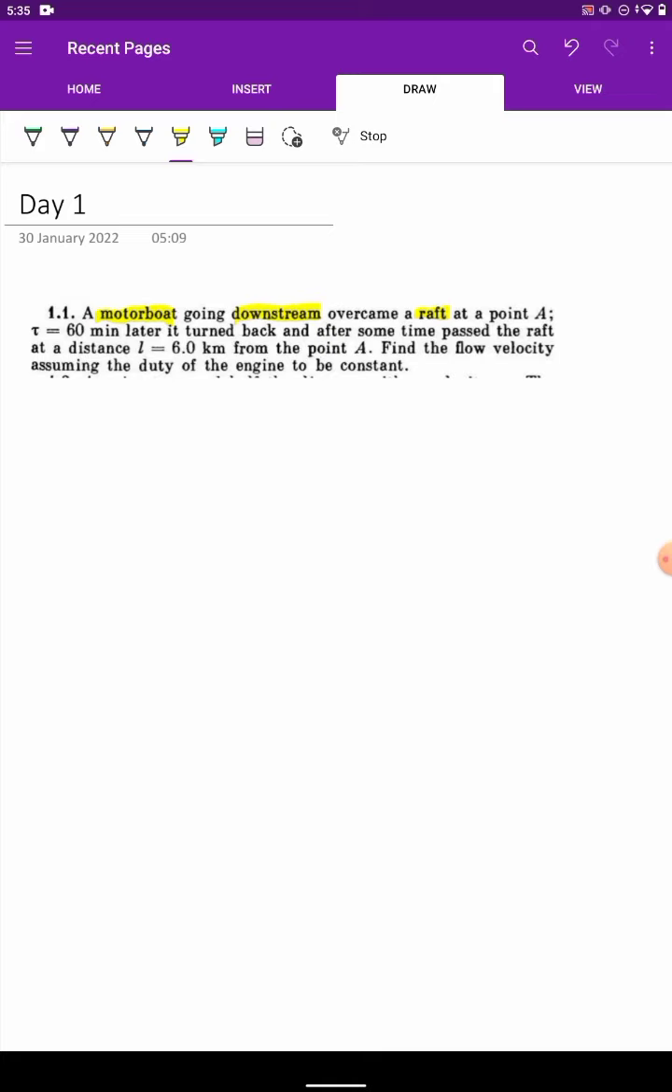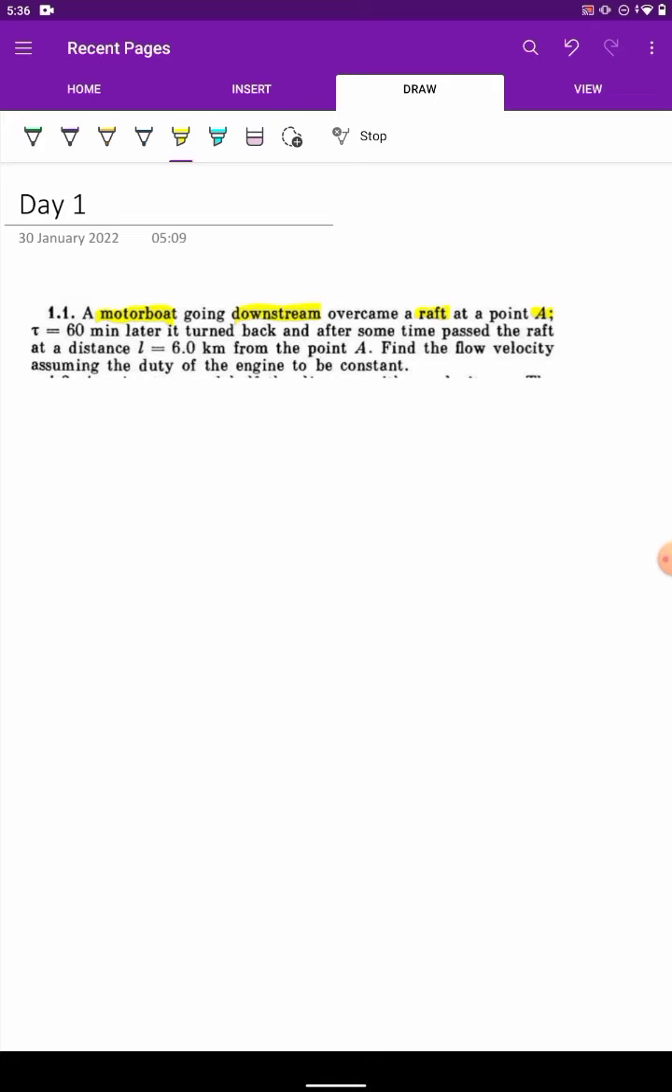So it's going downstream. Downstream basically means that the direction of the motorboat is the same as the direction of the flow of the stream or the river in this situation, and it overcomes a raft. A raft does not have any engine or any speed of its own. So on still water, its speed will be zero, just for context. And so it overcame a raft at a point A. Fine, okay. Now 60 minutes later, right?